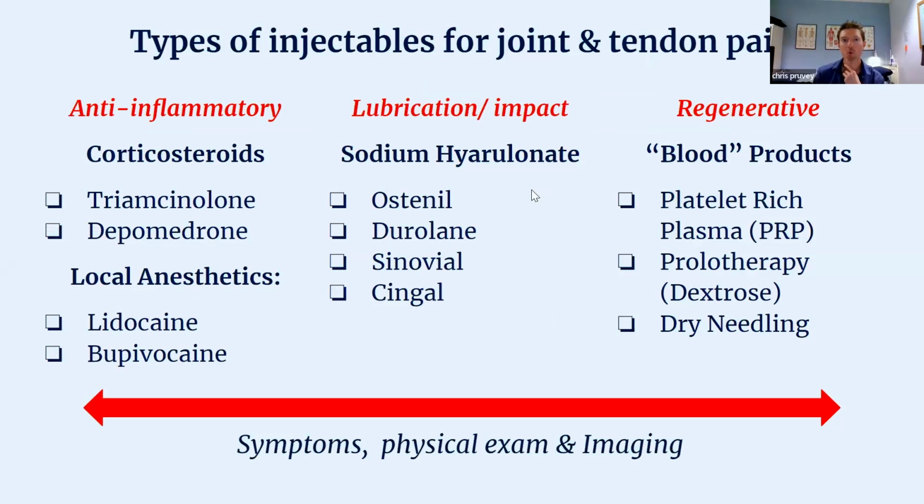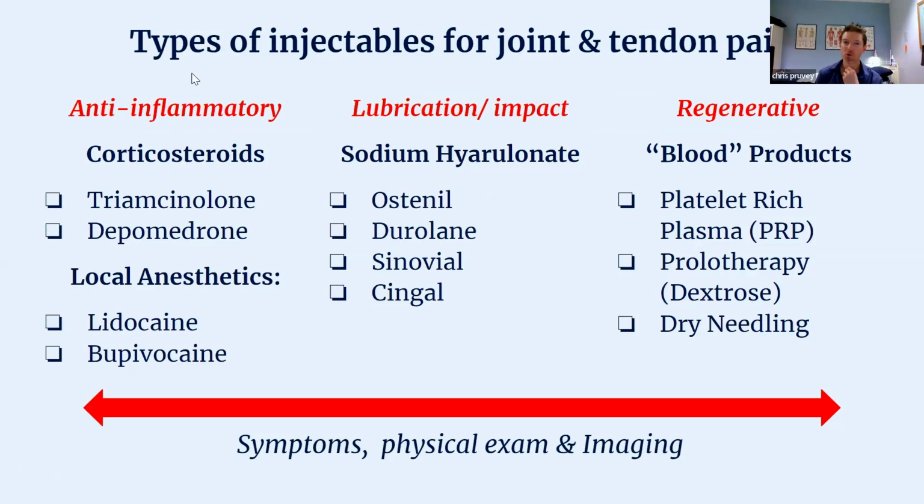Just to look at what we can do with types of injections for joint and tendon pain, and this is something which has changed a lot as well. Traditionally, we will have injected corticosteroids with some local anesthetic, and we'll come on to why we're trying not to do that, certainly for some disorders, in a bit.